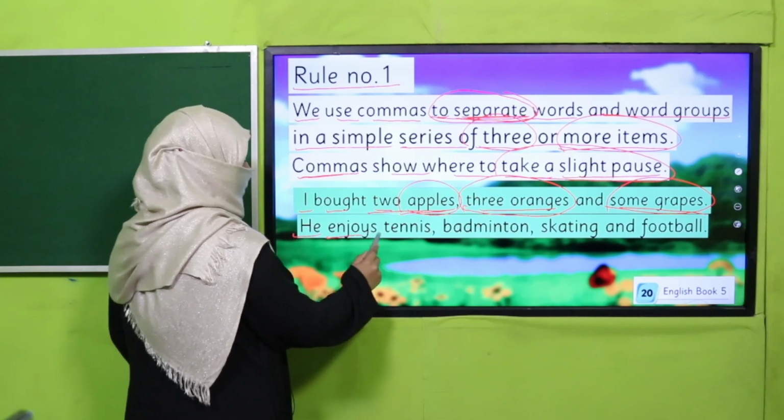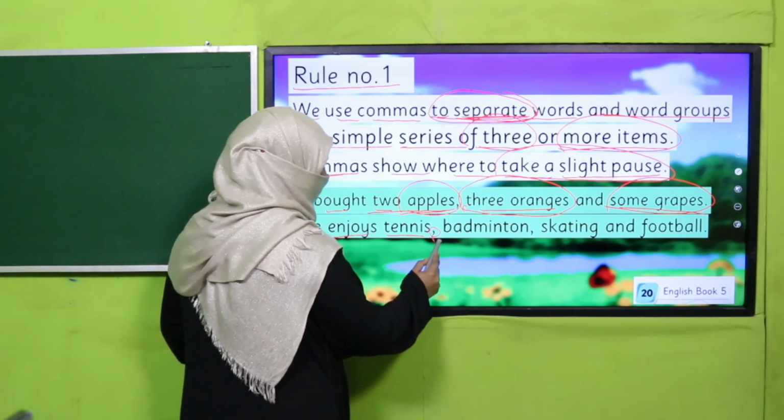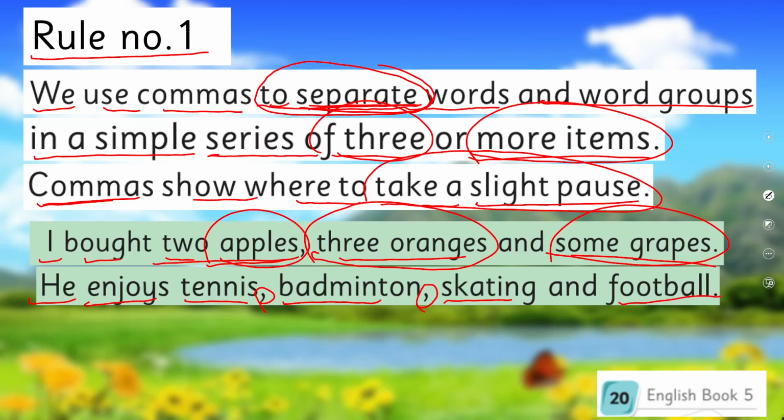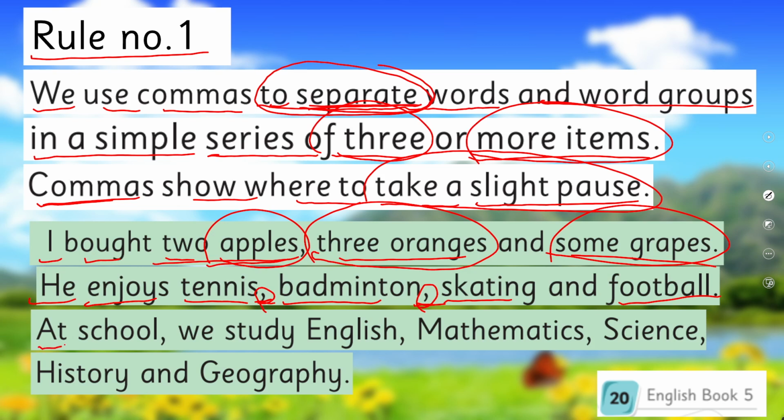He enjoys tennis, badminton, skating, and football. So this is a list of games. Tennis, badminton, skating, football, we have separated them by placing commas in between them. All right. Next is at school.